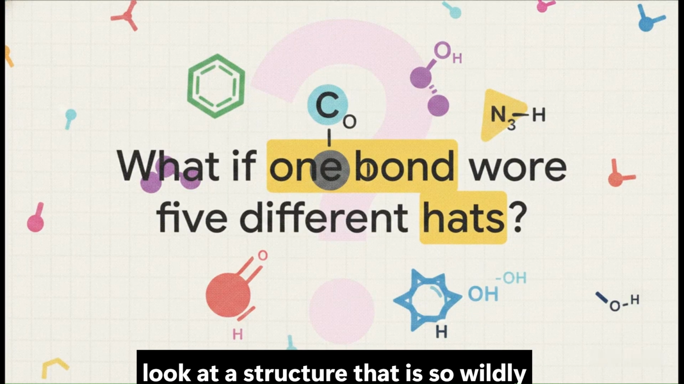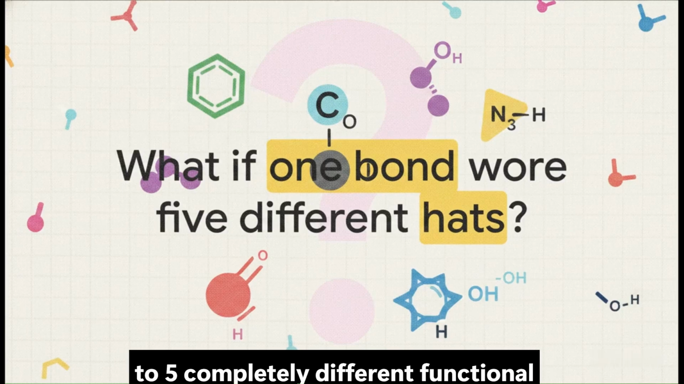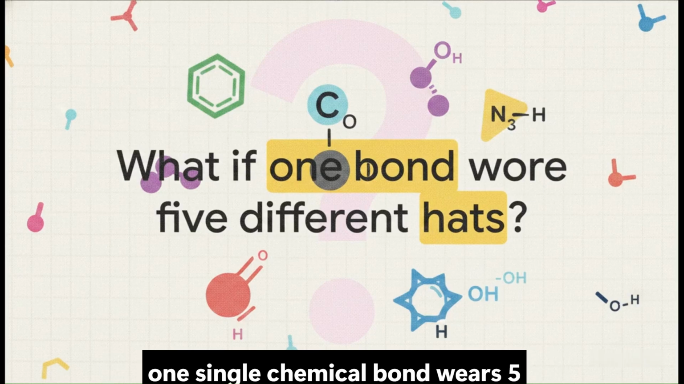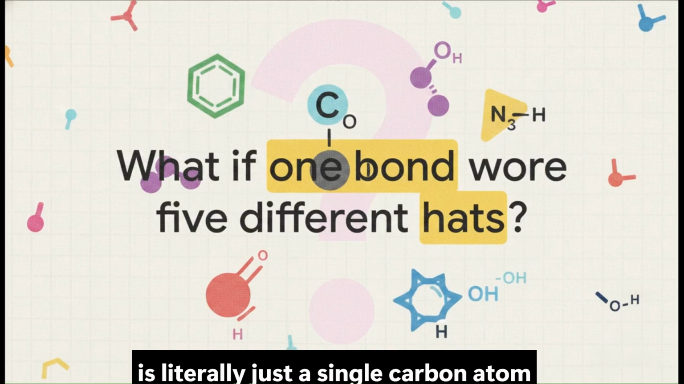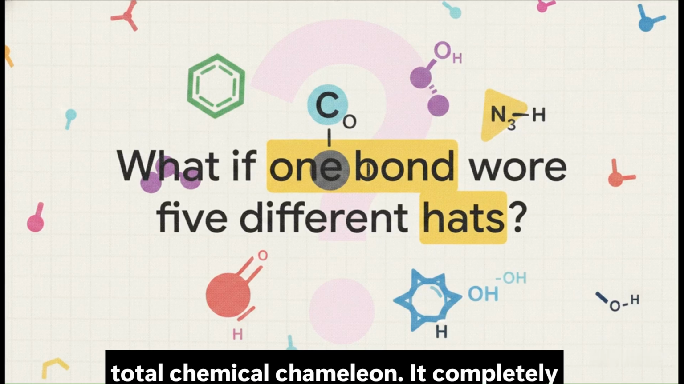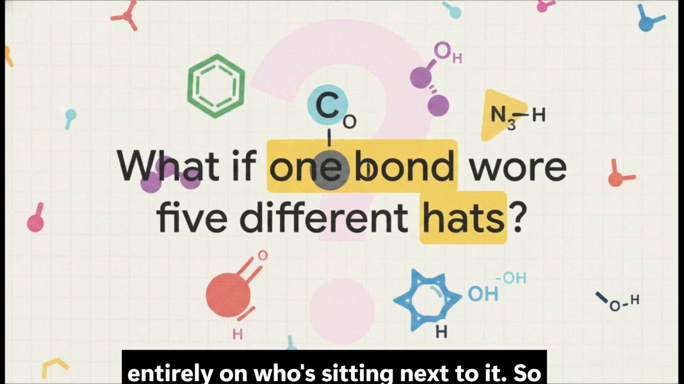Let's look at a structure that is so wildly versatile, it basically acts as the parent to 5 completely different functional groups. Ask yourself, what happens when one single chemical bond wears 5 different hats? The carbonyl group, which is literally just a single carbon atom double bonded to an oxygen atom, is a total chemical chameleon. It completely shifts its identity and behavior based entirely on who's sitting next to it.